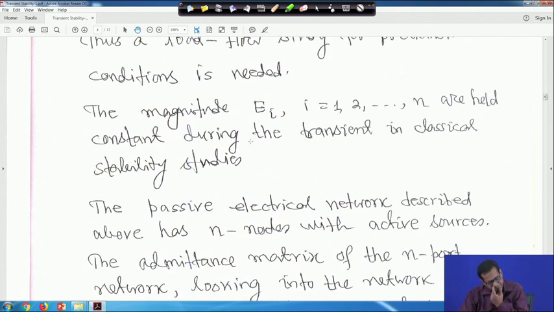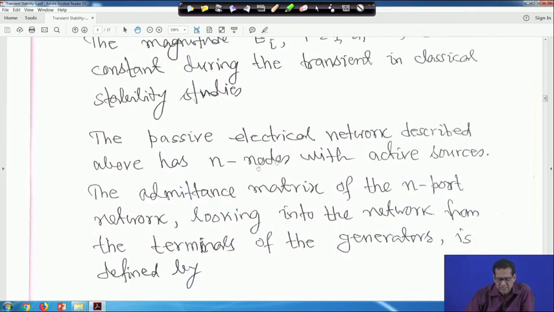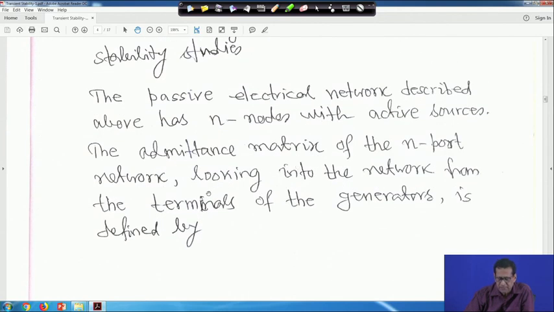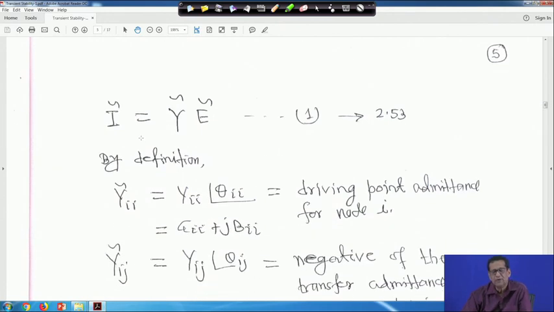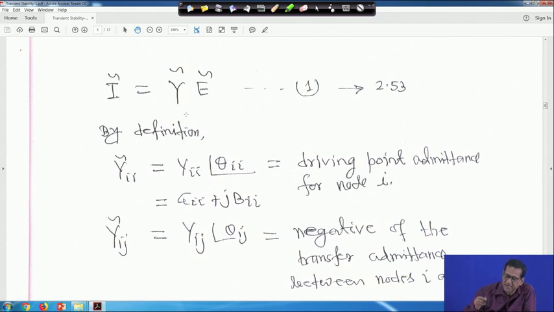This is an assumption. The passive electrical network described above has n nodes with active sources, right. The admittance matrix of the n port network looking into the network from the terminals of the generator is defined by, I mean we know that I is equal to YV and here it is E, your generator terminal voltage. So, I tilde is equal to Y tilde E tilde, right. This is for my own reference.